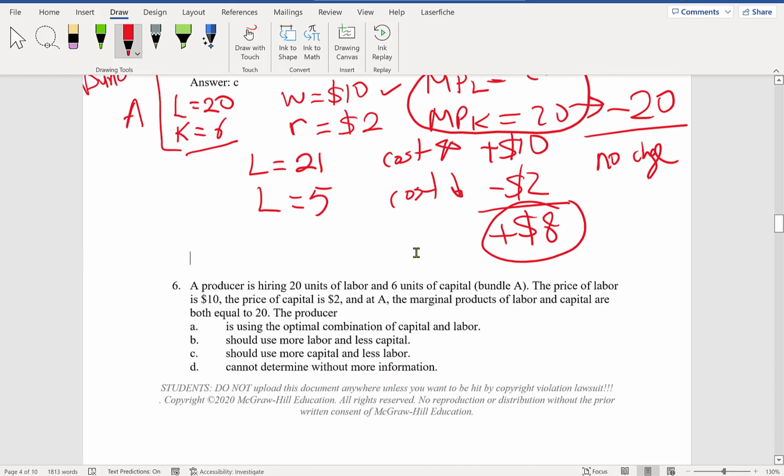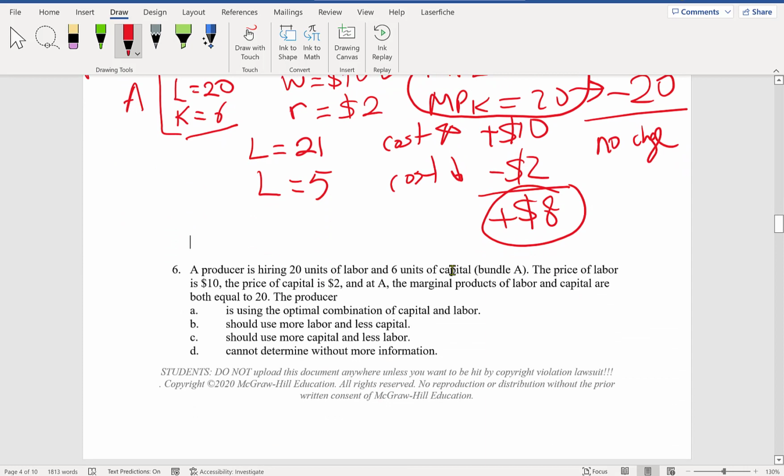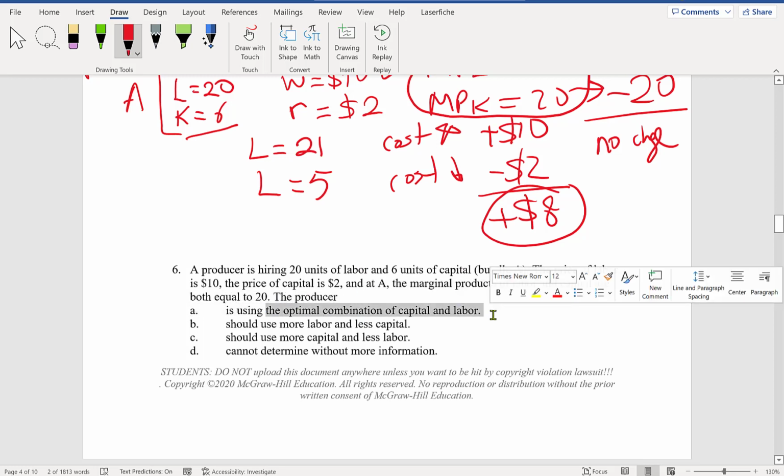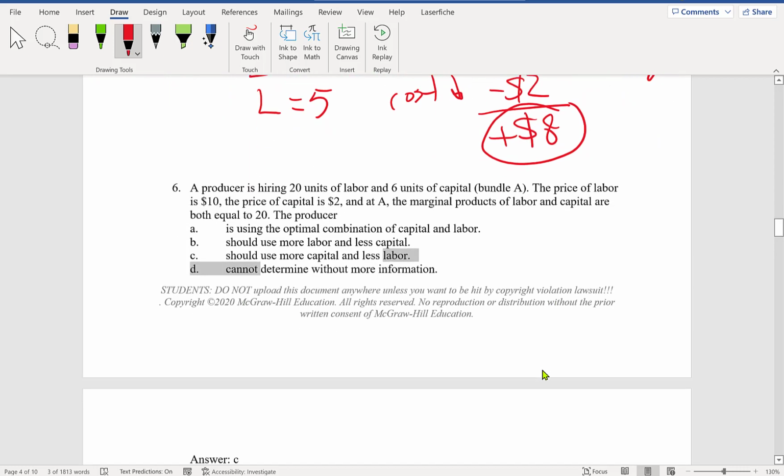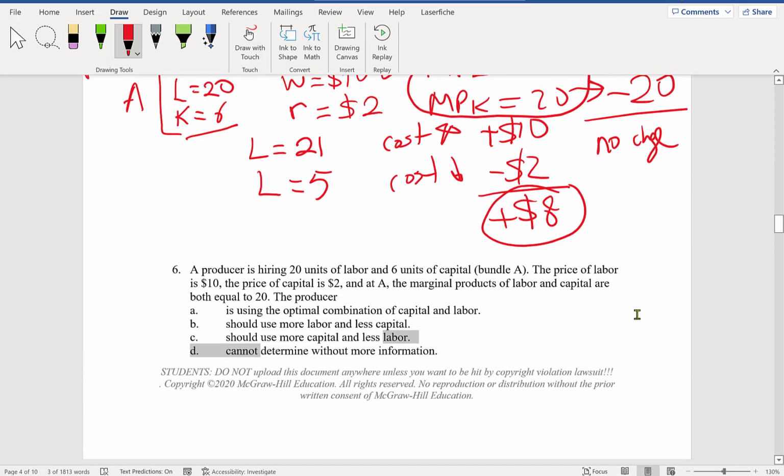Okay, let's go see question number 6. Same question, okay? Everything's the same. So the producer is using the optimal combination of capital and labor, should use more labor and less capital, should use more capital and less labor, or cannot determine from the information. So I'm going to answer it here.